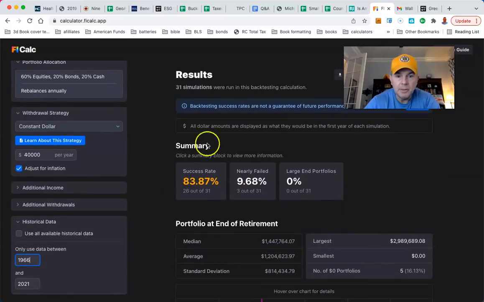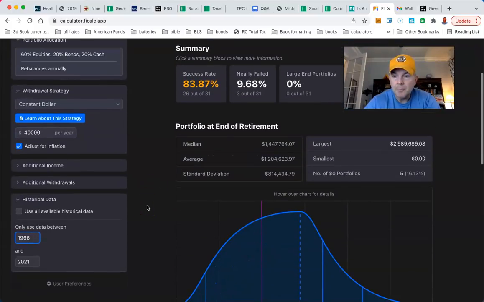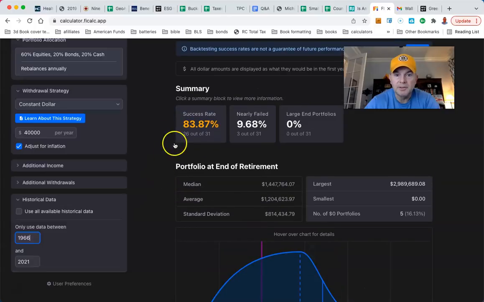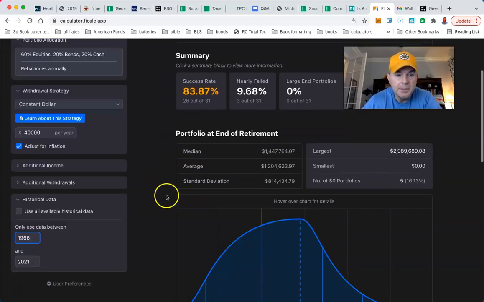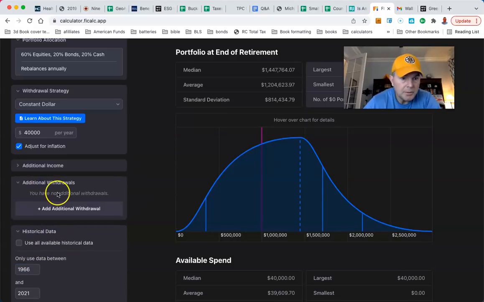We're going to start there. And we see we only have an 83% probability of success. The median that we're leaving is 1.4 million, which is pretty doggone good. So even though 17% of the time you ran out of money, and I don't know if they can do additional withdrawals. I don't want to do additional withdrawals, but you can do.